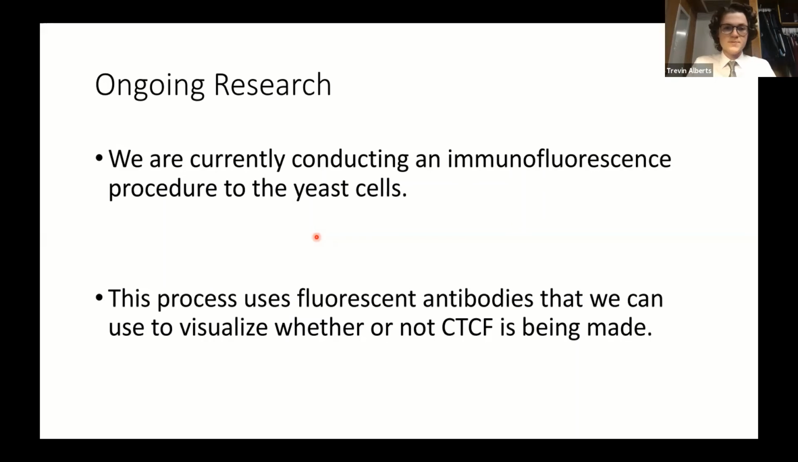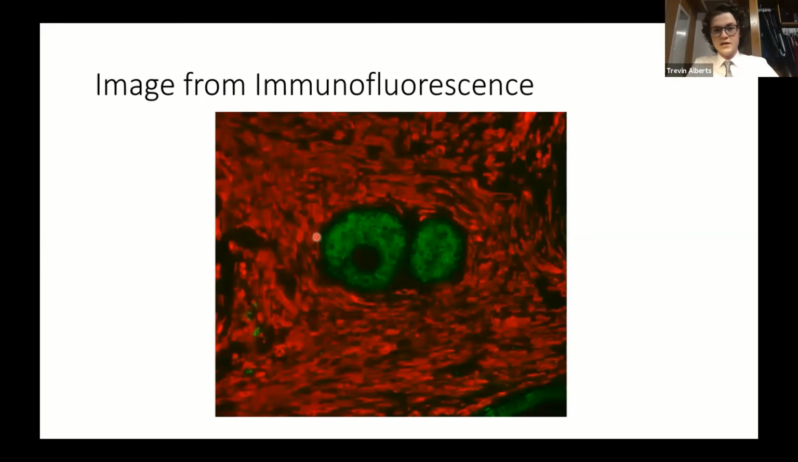So we'll be able to visualize whether or not this CTCF was actually being made throughout our experimentation. And here's an image of an immunofluorescence unrelated to our experiment, just to show you. The scientists here tagged elements that were to appear in the cytoplasm with a red immunofluorescence tag, while the elements that were expected to be seen within the nucleus were tagged with a green immunofluorescence tag. So that's just showing how we will look at these images.